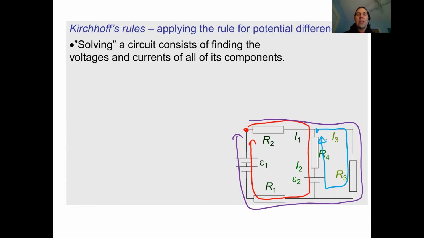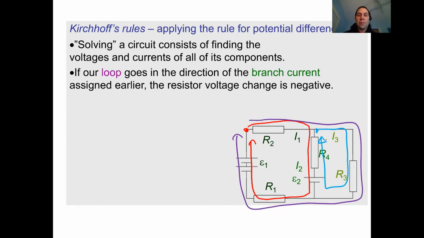There are certain conventions we have to follow so that we can appropriately apply this rule. Here's what they are. Let's say I define the purple loop, and I'm going from left to right. Let's also say that in this circuit, I've defined that current I1 is going from left to right. So I have the current going from left to right, and I'm also traveling around the loop from left to right. If the direction I'm traveling and the current are in the same direction as I pass through a resistor, then the voltage drop is going to be negative.